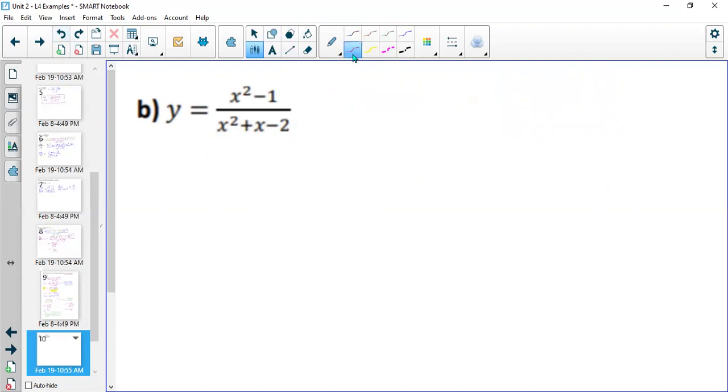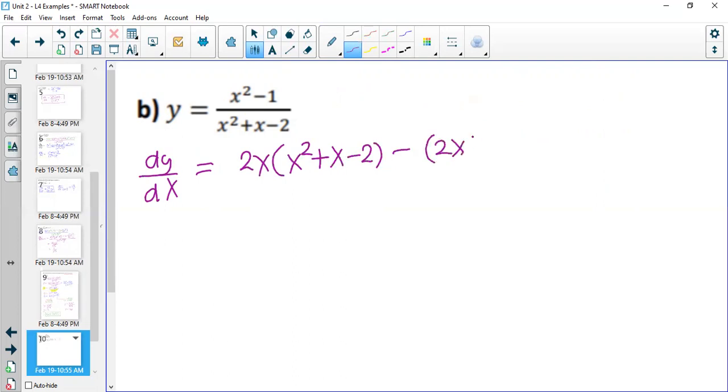So this time I'm going to use dy over dx is going to be my derivative of my top function, 2x, times the original bottom function, minus the derivative of the bottom, times the original top function.